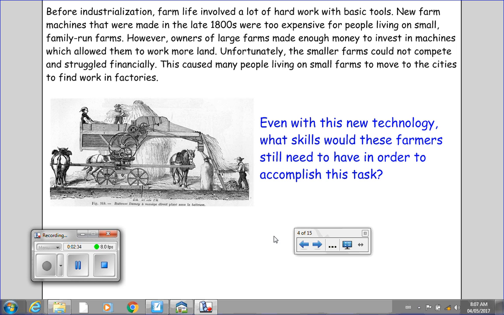Take a look at this illustration here. My question for you is, even with this new technology, what skills would these farmers still need to have in order to accomplish this task? Please put the video on pause now. All right, moving on.